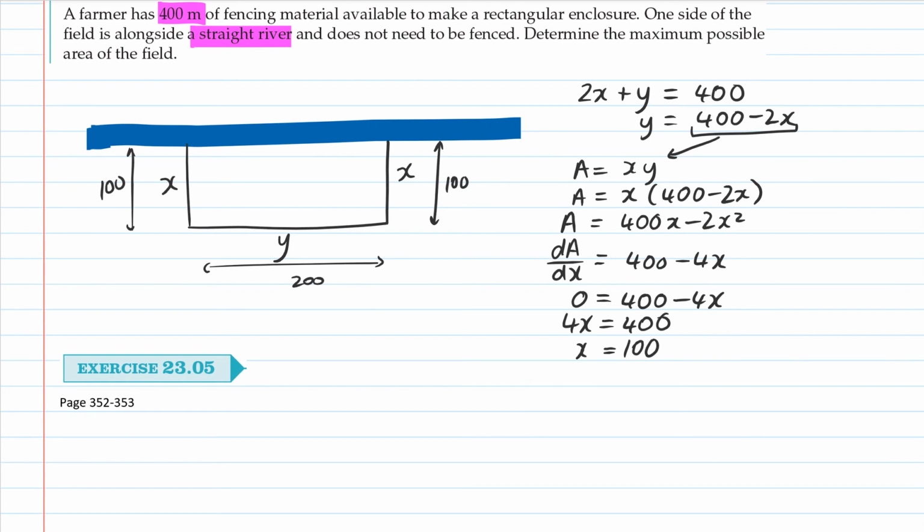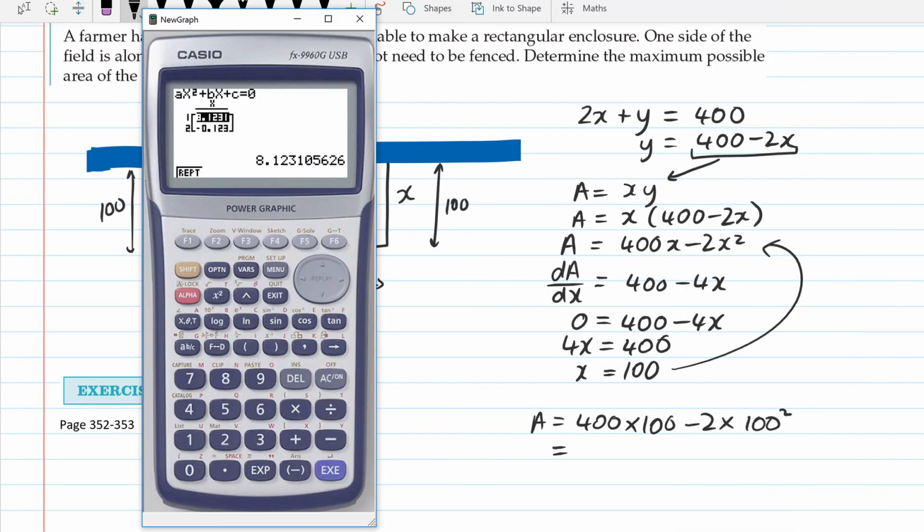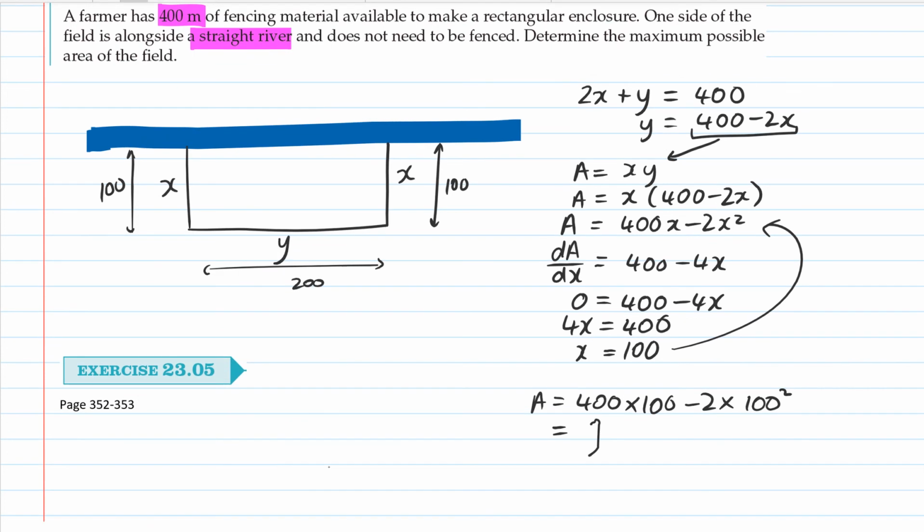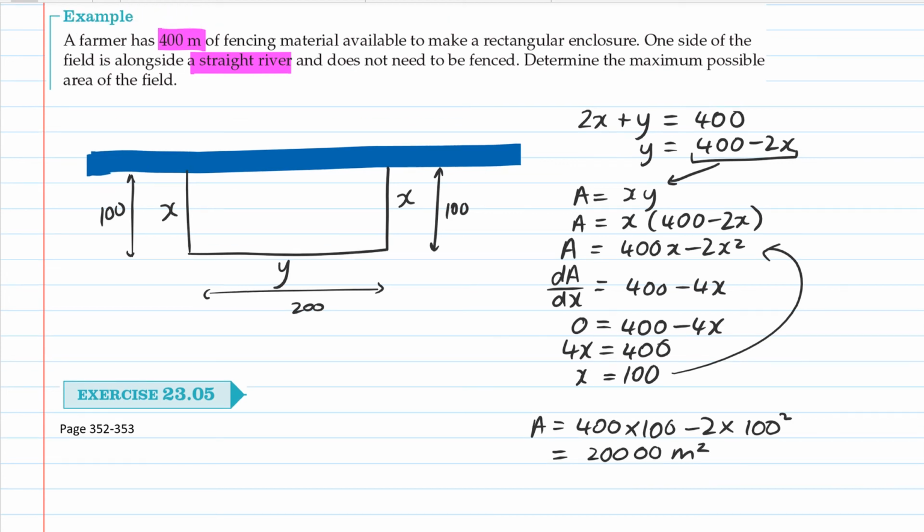So the area, we need to put that back into our original area formula, would be 400 times 100 minus 2 times 100 squared, and so the maximum possible area for this one would be 20,000 meters squared.